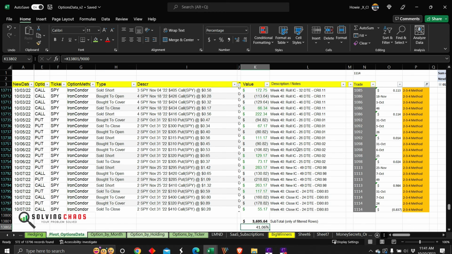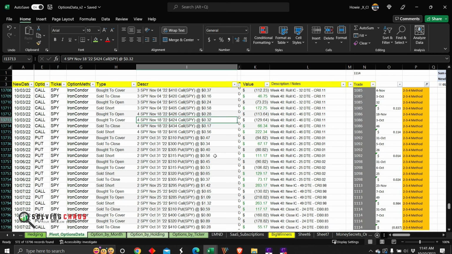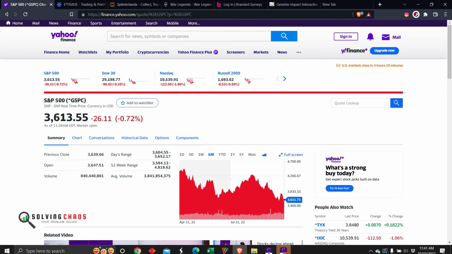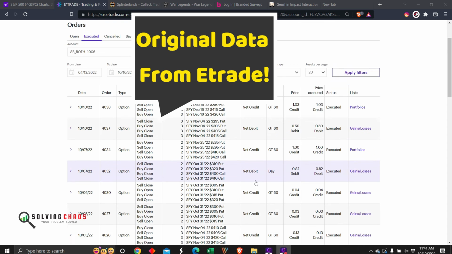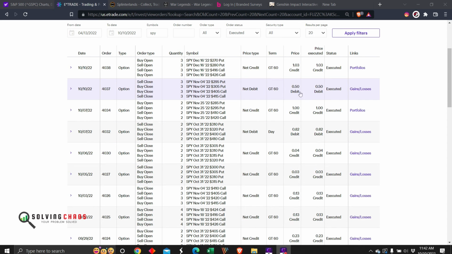If you look at this week, week number 40, there was a couple of rows. You see that I'm rolling for more credit. This is the November 4th one. A lot of times people look at this and they can't follow it, so I'll show you a different way to follow it. Let's go into my E-Trade. I just put a filter on SPY. So here's the 234. And you see this? You can see how I close this trade and open it up for $1 credit.